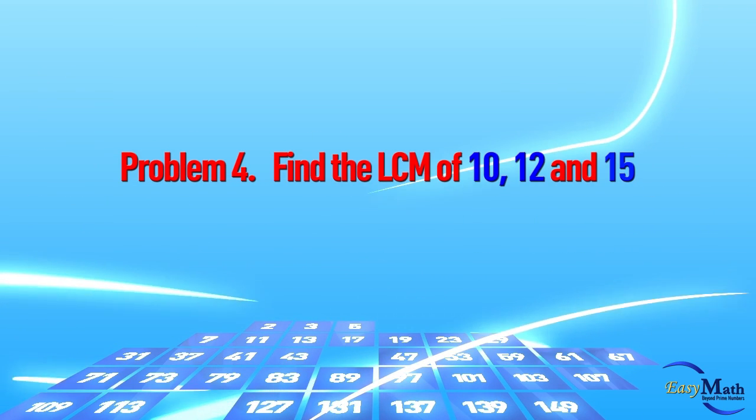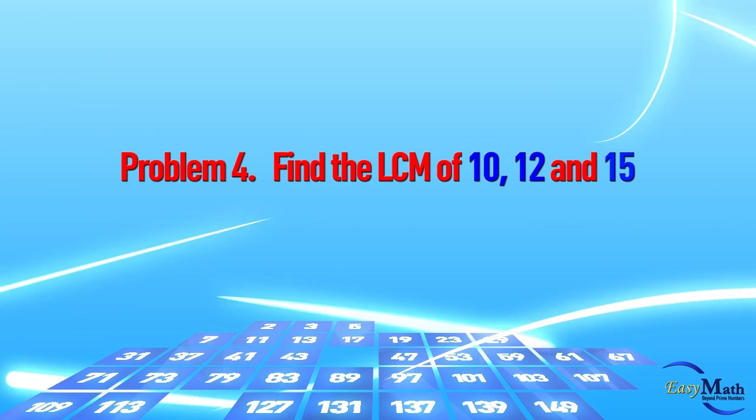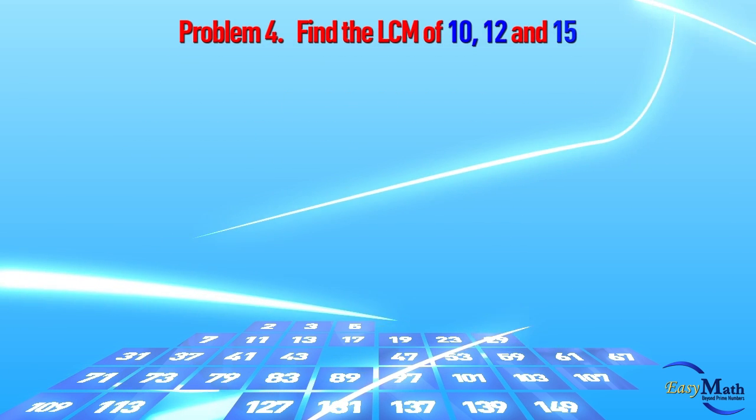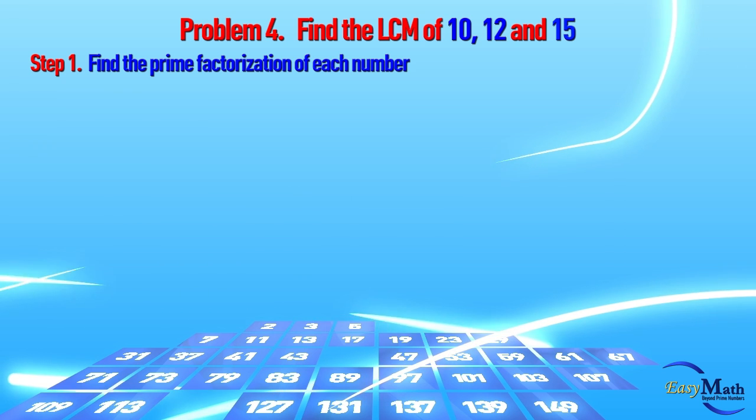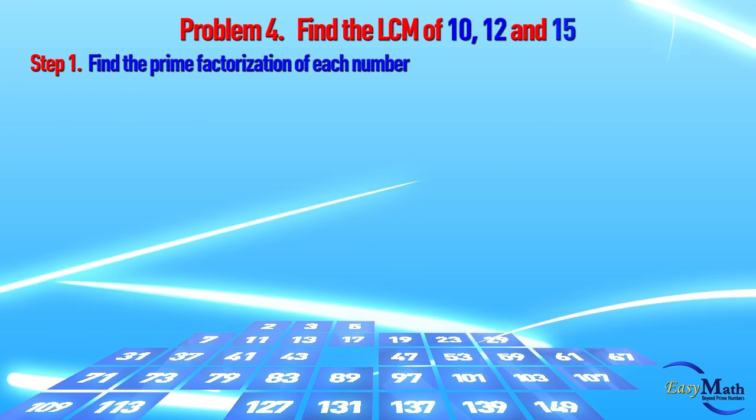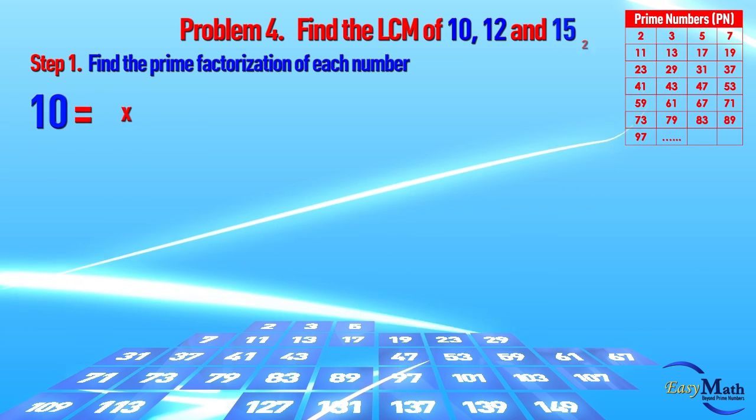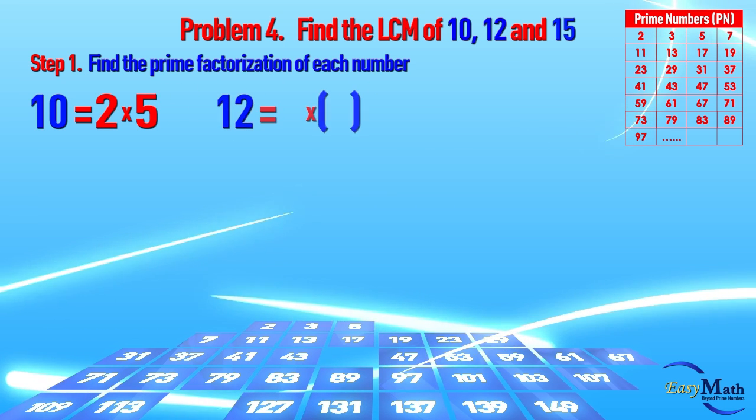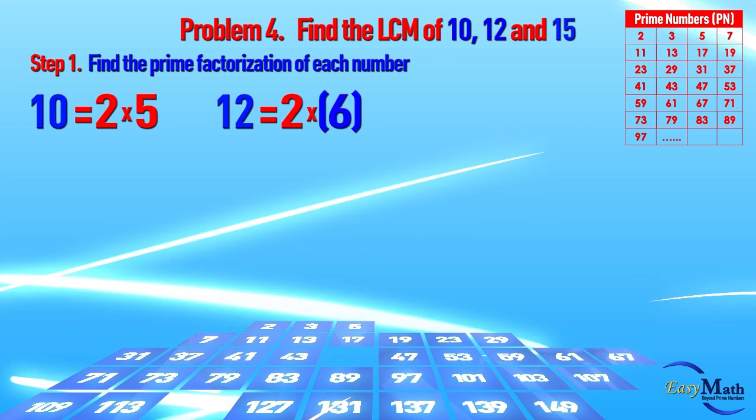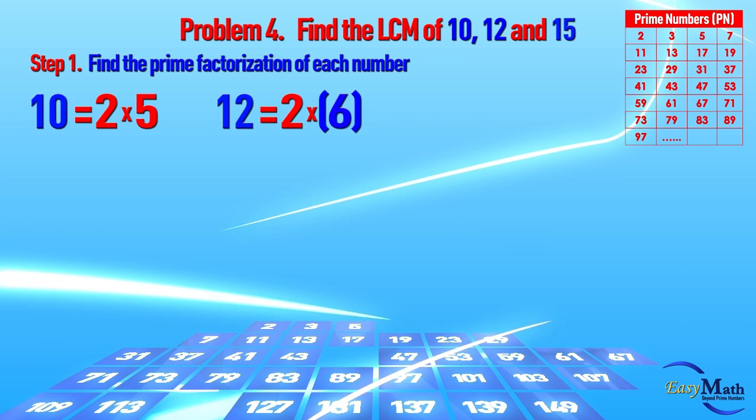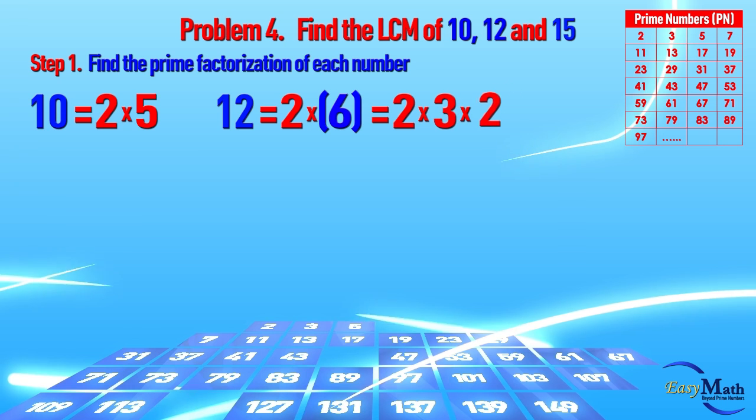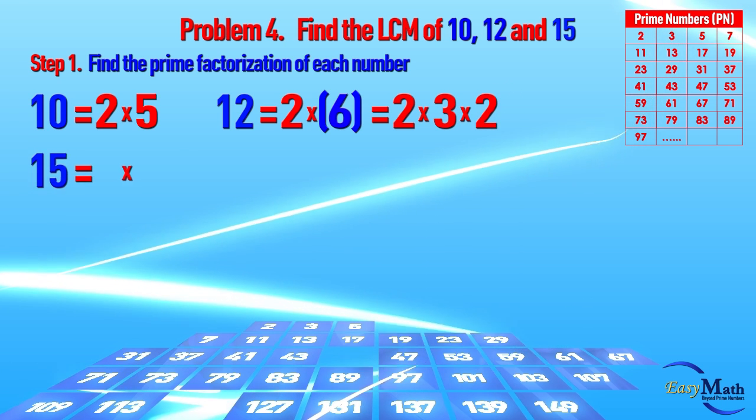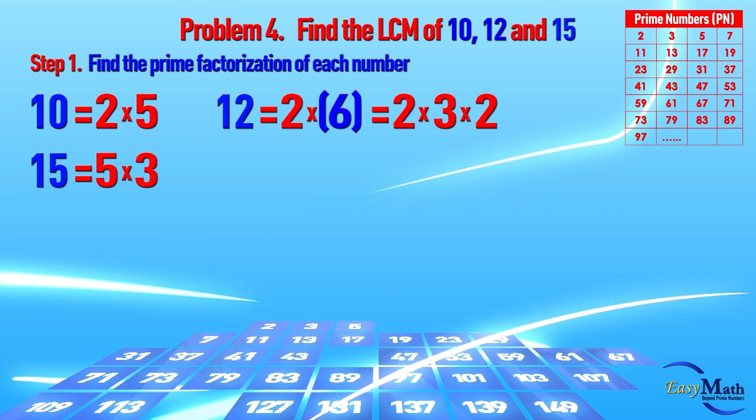Problem 4. Find the LCM of 10, 12, and 15. Step 1. Find the prime factorization of each number. 10 is equivalent to 2 times 5. 12 equals 2 times 6, which can be represented as 2 times 3 times 2. 15 equals 5 times 3.